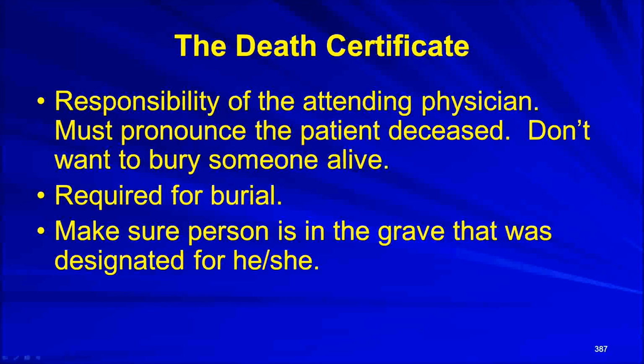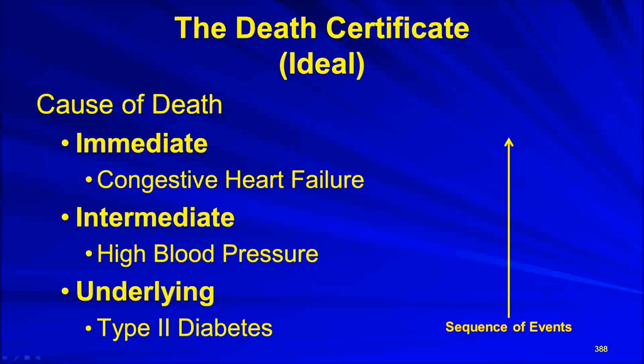Now, I want to talk about death certificates. What we have is an underlying category, and then we have an intermediate cause, and we have an immediate cause of death. And this just happens to be the ideal way that a death certificate should be completed, and I will show you one, and I will show you often how they get completed instead.